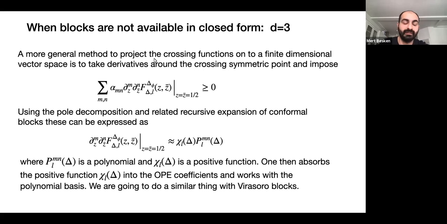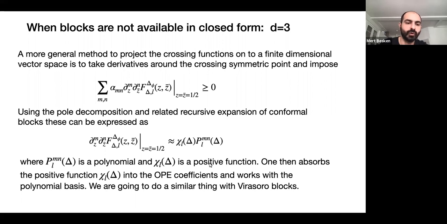So a more general method than the previous one to project these crossing functions onto a finite dimensional vector space is to take derivatives around the crossing symmetric point and impose this positivity constraint. And then using the pole decomposition and the related recursive expansion of 3D conformal blocks, these can be expressed in terms of a polynomial in the dimension of the exchanged operator and some positive function.